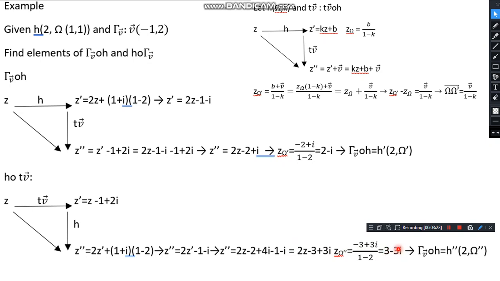So as you can see, a translation composite of a homothecy is different than a homothecy composite of a translation. Both are homothecies of the same ratio that we have for H, but they have different centers.